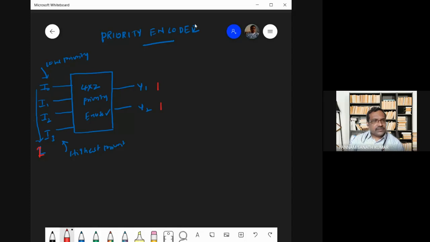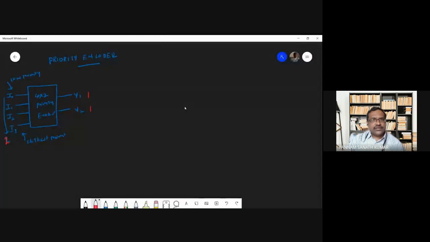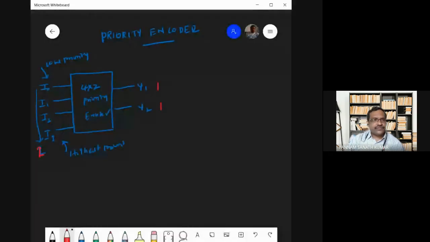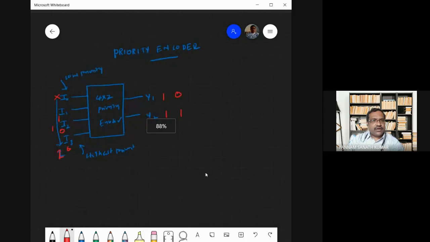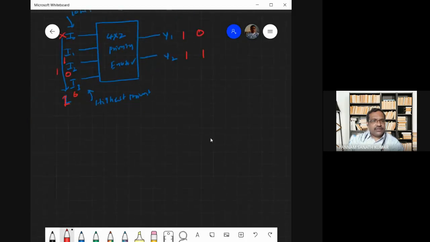In the next case, consider I3 is 0, I2 is 0, and I1 is 1. Since I0 is having the least priority, I0 can be don't care. I1 is 1 means the output will be 0, 1. Like this, we can find out depending on the priority. I will write the table for this priority encoder.